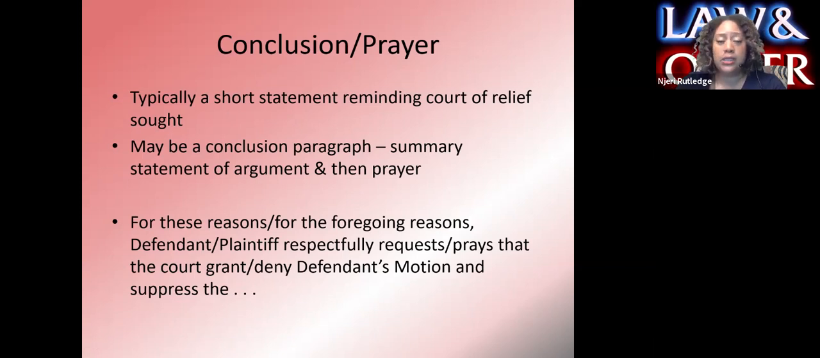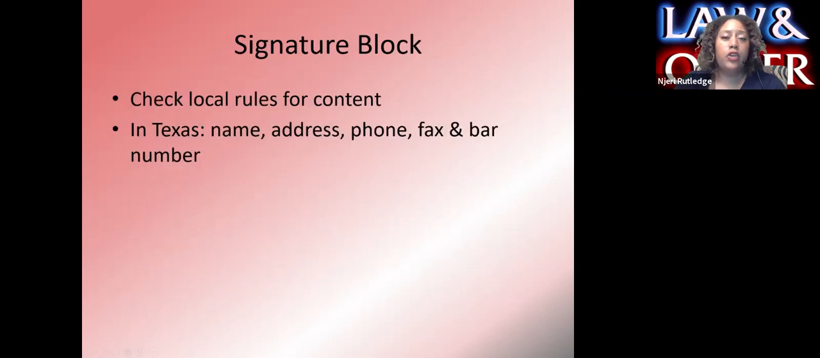My conclusion sections are usually very brief and to the point. They usually will say something like this: for the foregoing reasons, or for these reasons, plaintiff, the state, the government respectfully request that the court grant these or deny the defendant's motion to suppress. Your signature block under the local rules in Texas needs to include your name, your address, your phone number, fax, bar number.